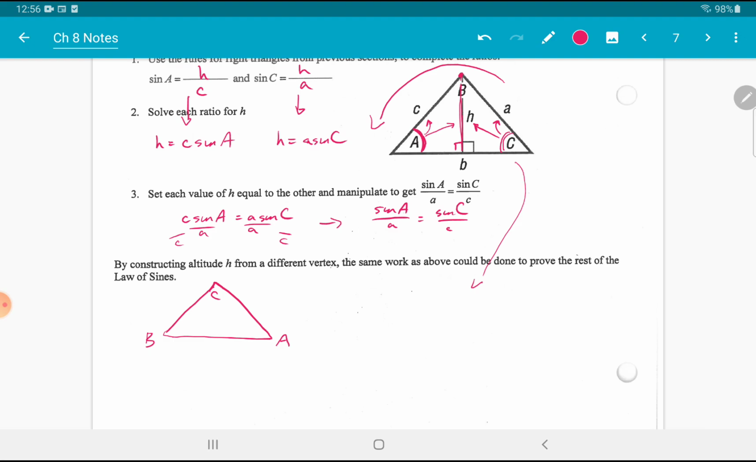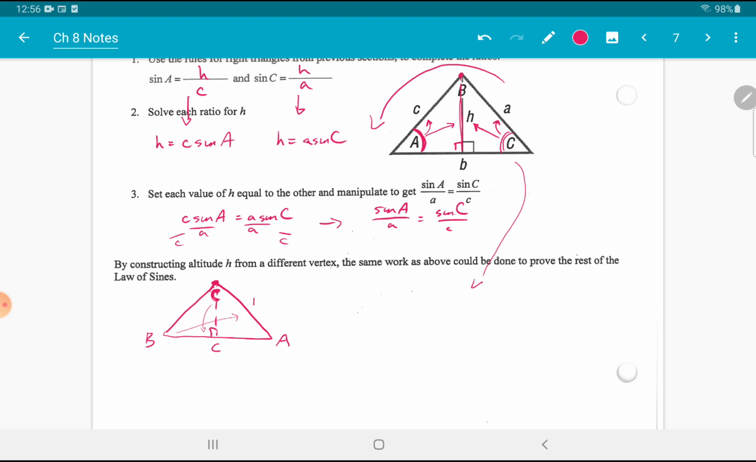Remember, any triangle can form the height by going from the highest point straight down, and then you can create an altitude that way. Now, if we classify the sides as well, remember that the sides are named with the same letters as the angle opposite them, so this will be side c.